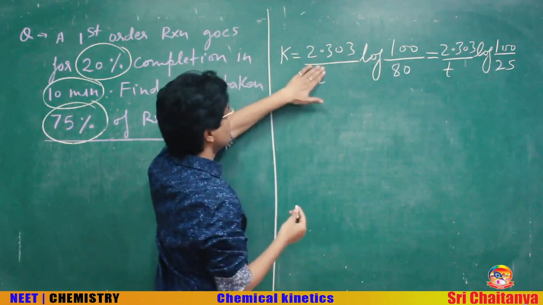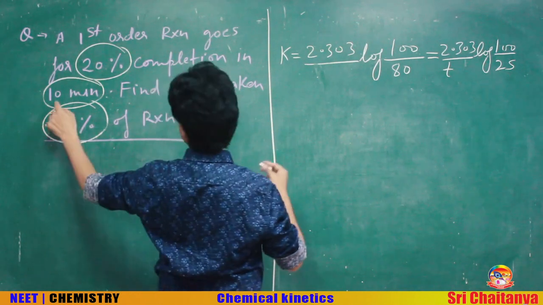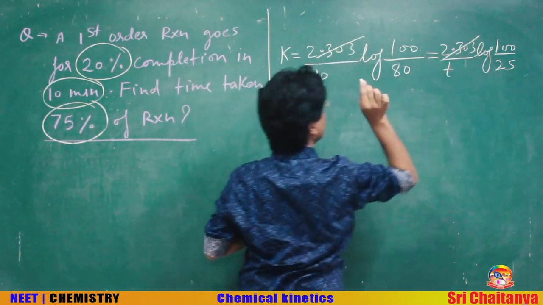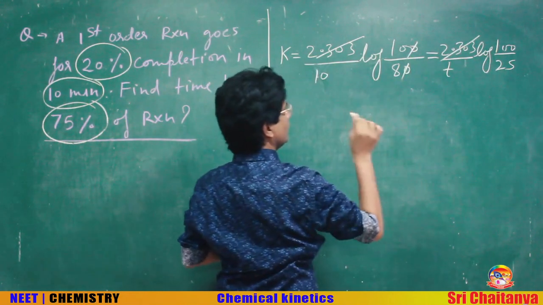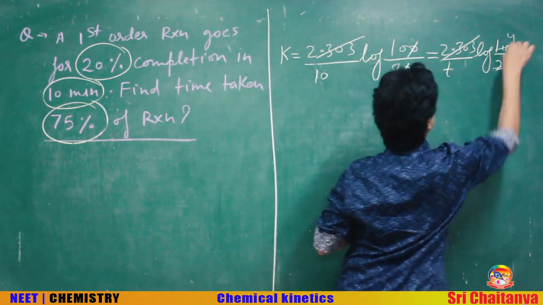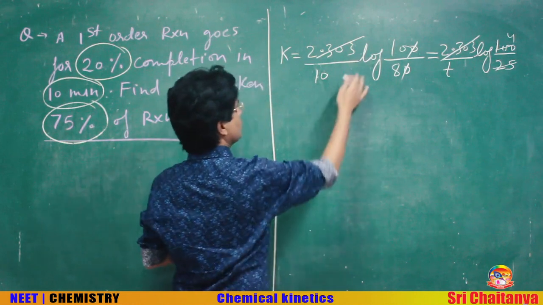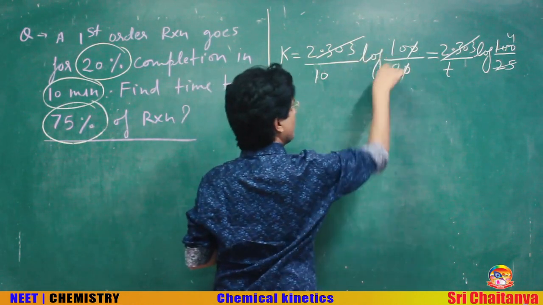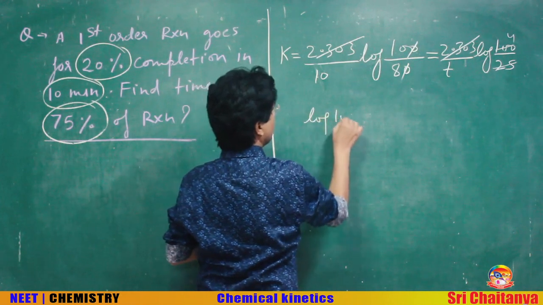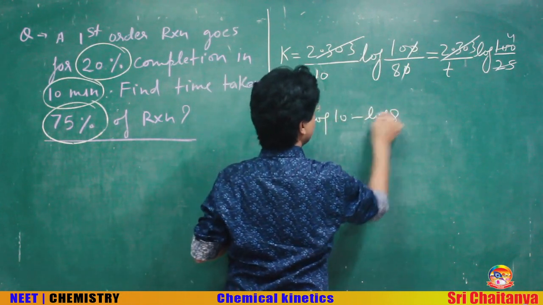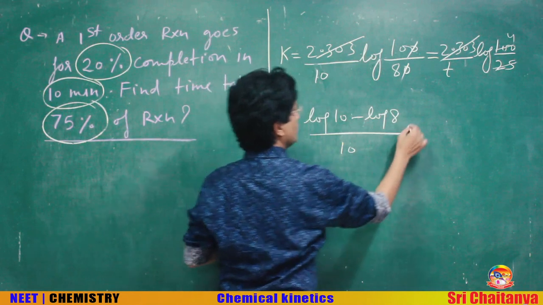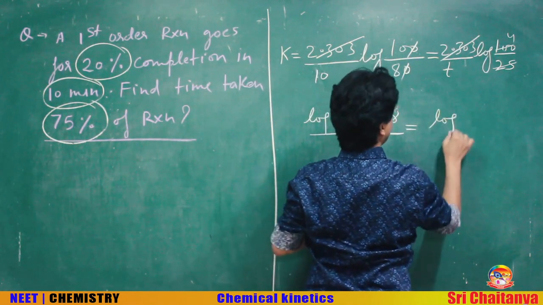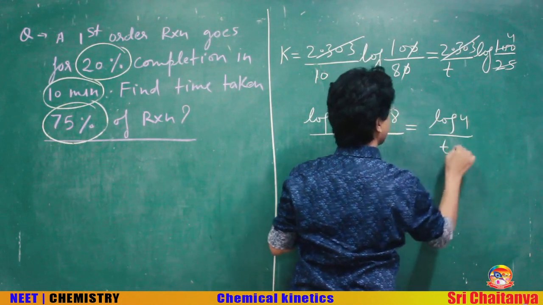Now this T is actually given as how much? 10 minutes. So this part can be cancelled. This will be gone and this will be 4. Now let's resolve this. So this will be log of 10 upon 8, means log of 10 minus log of 8 upon 10 should be equal to how much? Log of 4. So log of 4 upon the time taken.